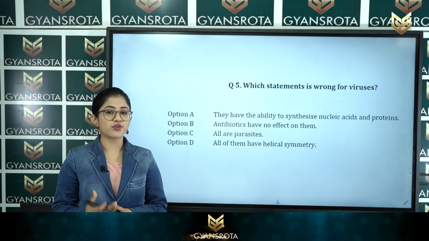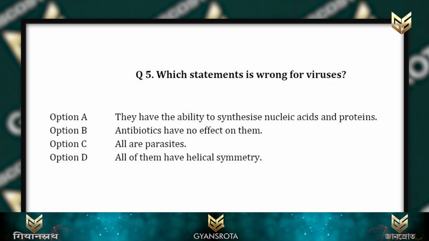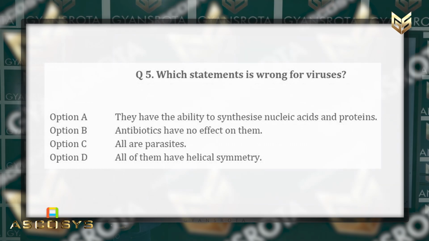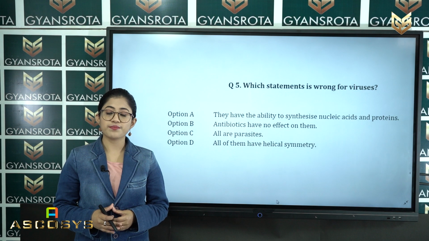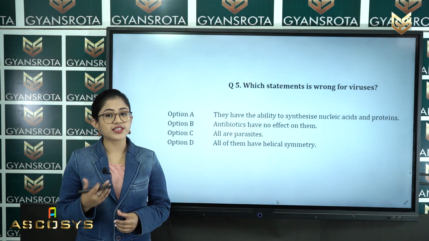Student, this is question number 5. You can see, which statement is wrong for viruses? Option A, they have the ability to synthesize nucleic acid and proteins. Option B, antibiotics have no effect on them. Option C, all are parasites. And option D, all of them have helical symmetry. This is from the chapter Biological Classification. So we have to select the wrong statement.